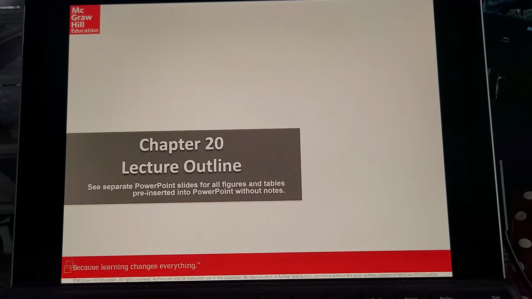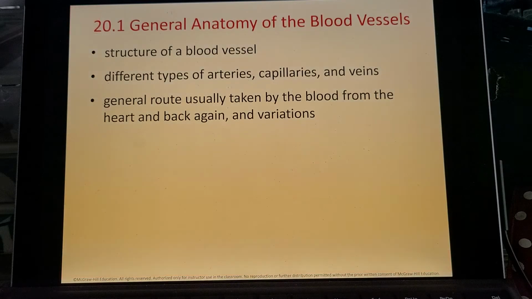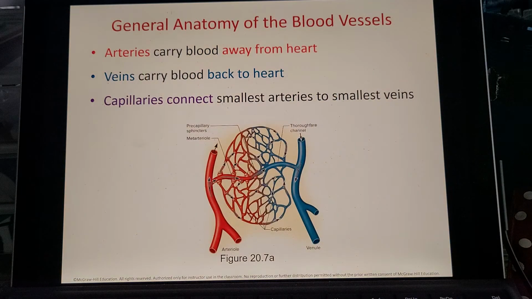Right, chapter 20, so last chapter for exam 6. So this one is all of your blood vessels. We've covered your blood, we've covered the heart in chapter 19. So this last one is the blood vessels. We'll look at structures, different types of them, and then how they move around the body.